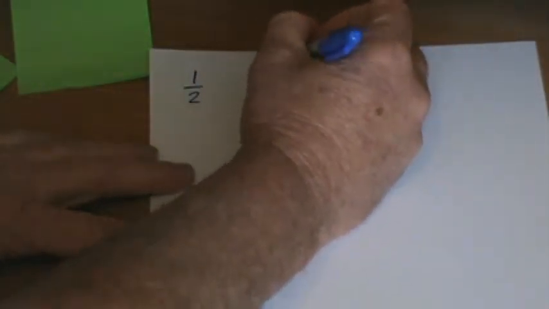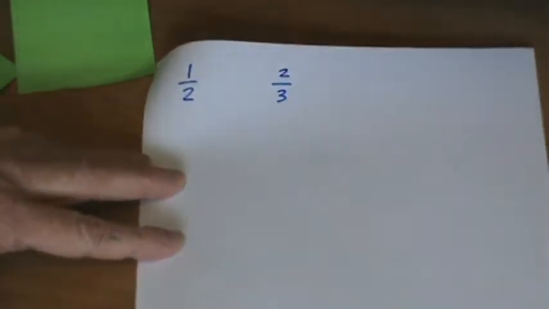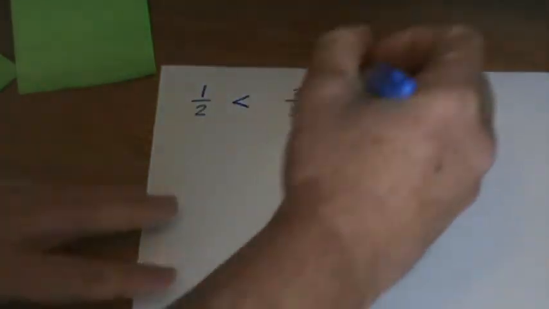It says draw an area model for each pair of fractions and use it to compare the two fractions by writing greater than, less than, or equal on the line. The first two have been partially done for you. Each rectangle represents one. Let's get started with 1/2 and 2/3. They did this for us, but we can do it too. They're saying that 1/2 is less than 2/3, and we're going to prove it through area models.